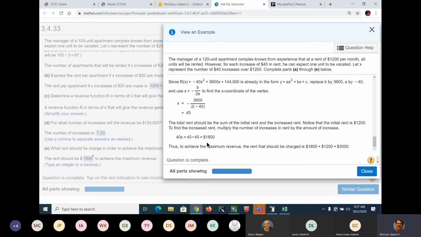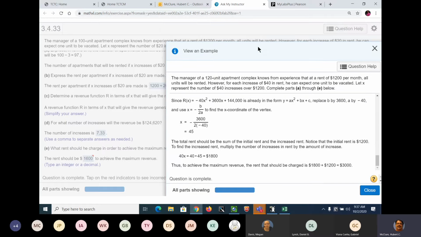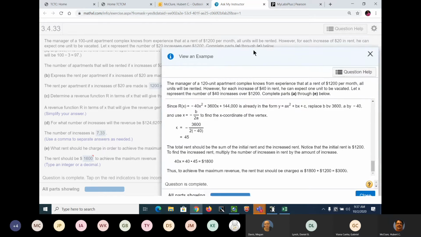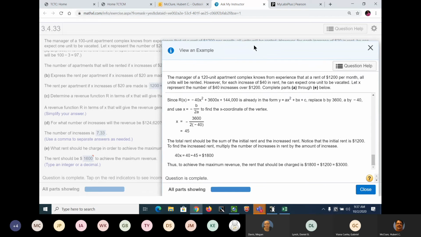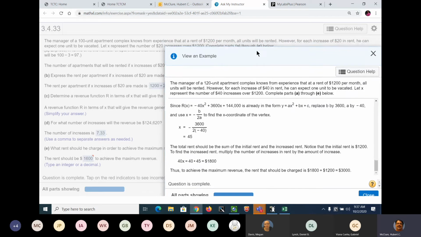Y'all see what I see here? They're taking 40 times x. And that's equal to, well, my 40 times x comes out to be 40 times 20, which is 800. And 800 plus 1,200 is 2,000. Am I reading that correct?